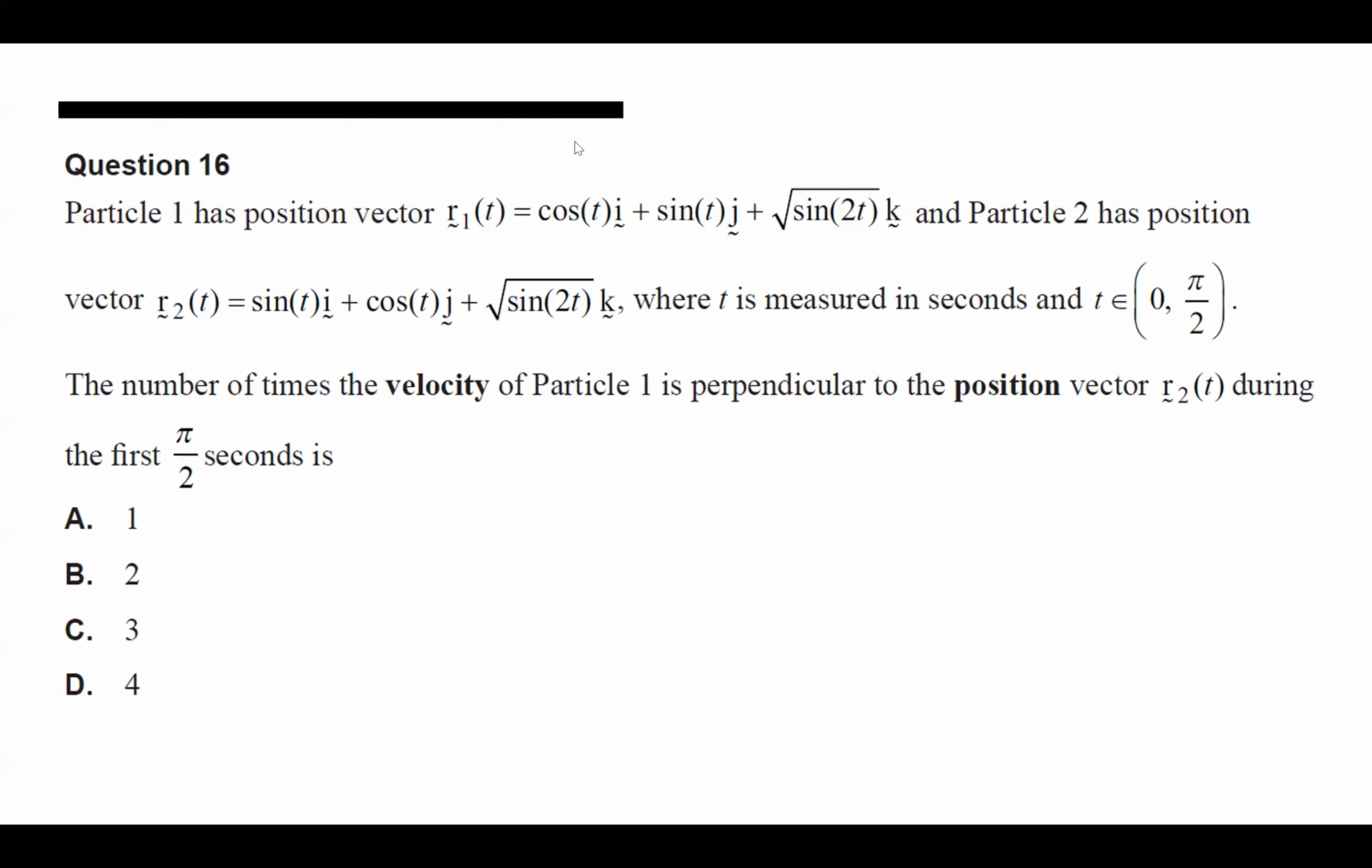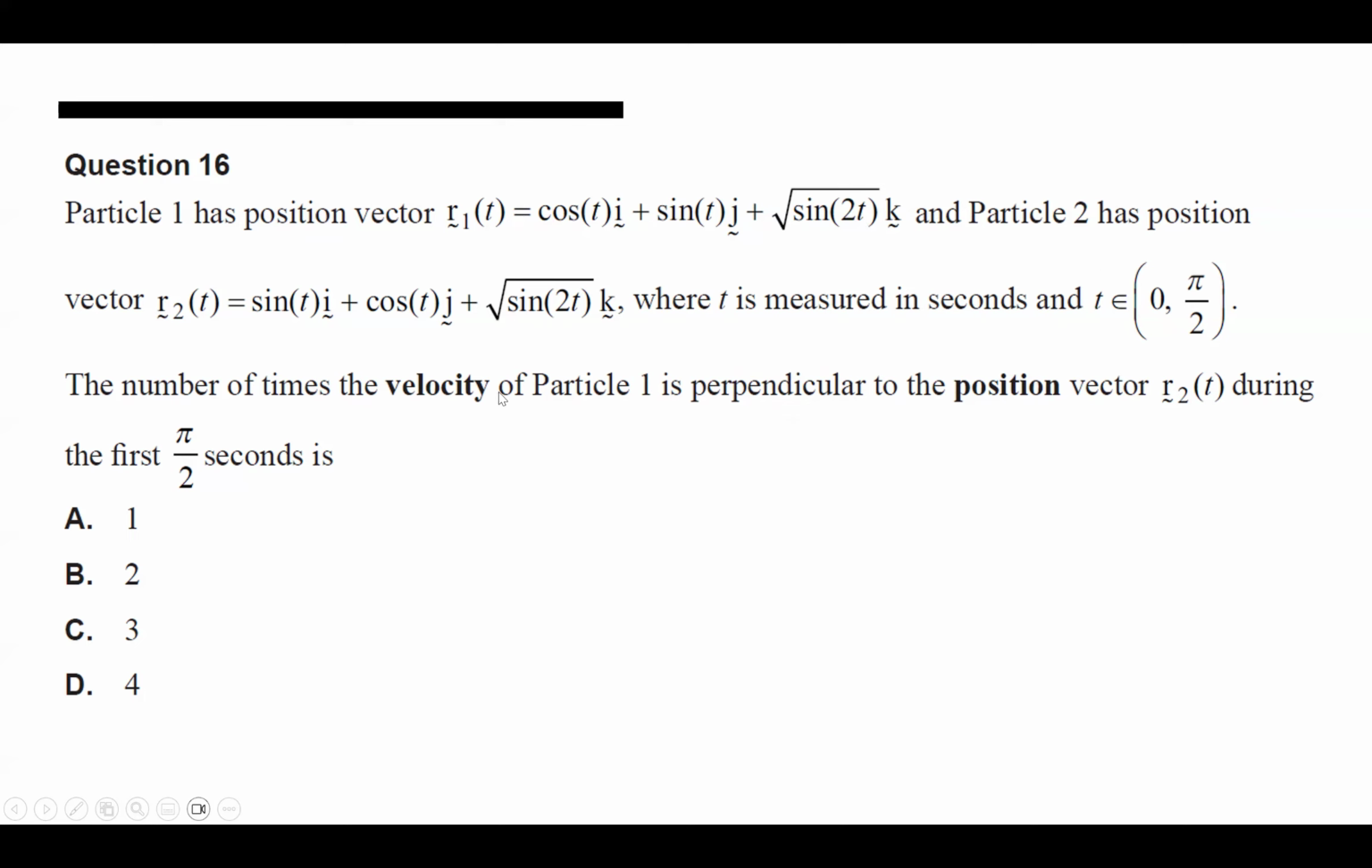Question 16 gives you the first vector and the second vector. You can define them on your CAS calculator, and just be aware, R1 is cosine t first, sine t next, square root sine 2t, whereas R2 is sine first, cosine t, but the last term is the same. The domain restriction needs to be dealt with.